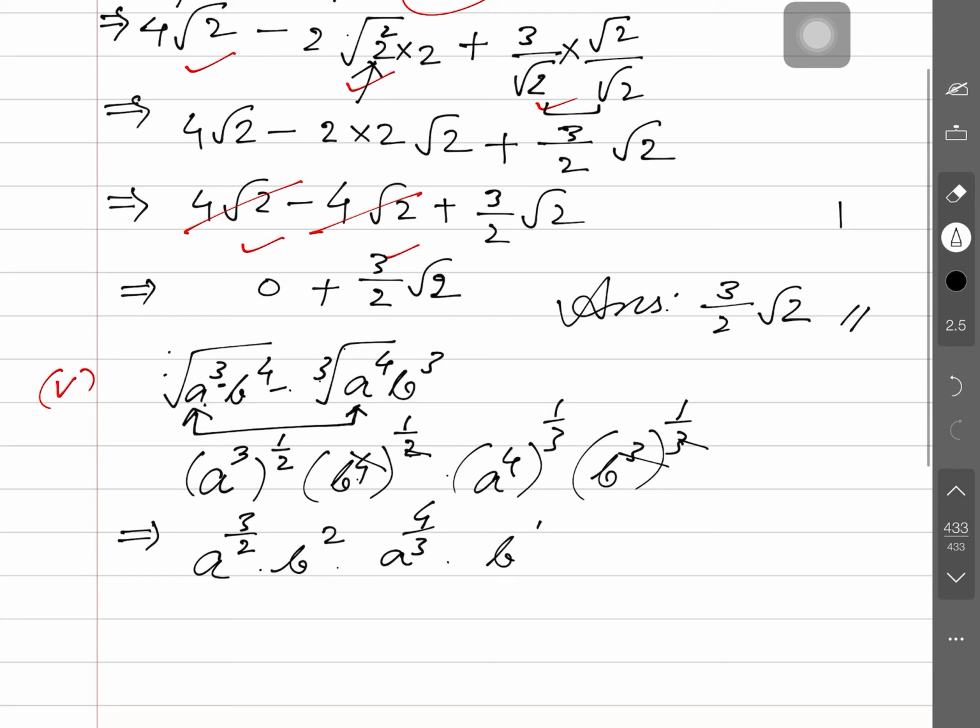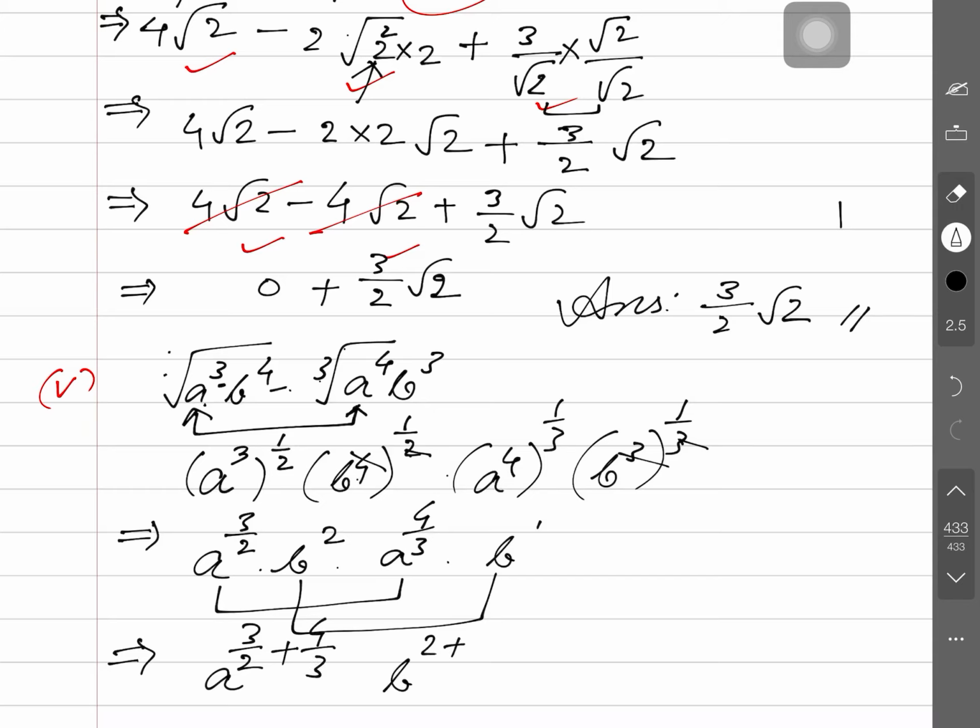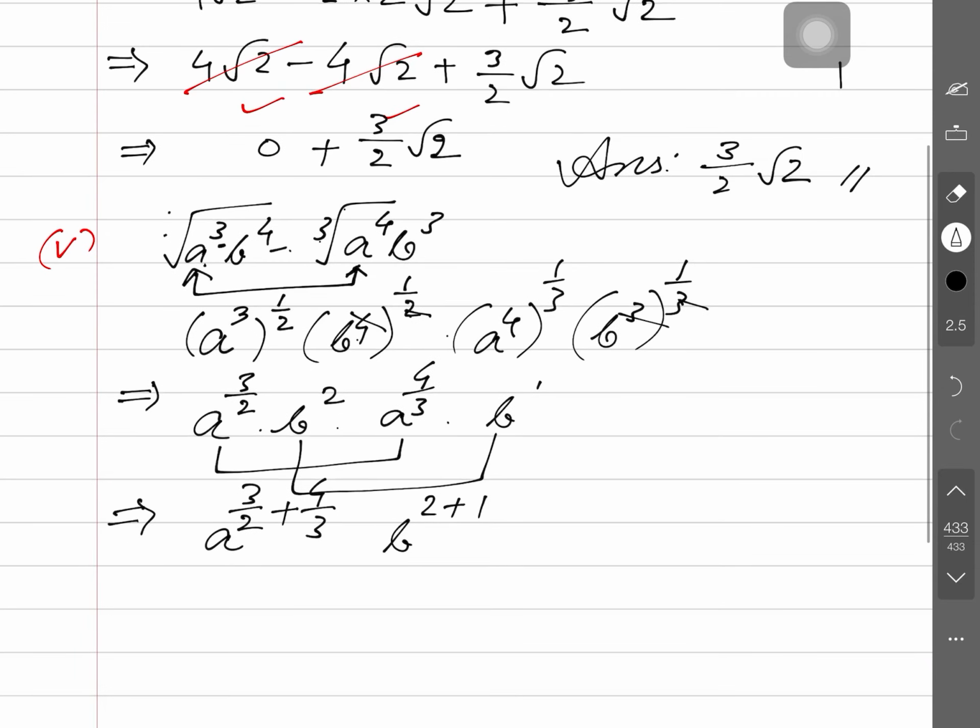Now the same bases will operate with each other. So what will come here, please tell me, A to the power 3 by 2 plus 4 by 3 and B to the power 2 plus 1. What will the next answer be? Exactly, A to the power, what is their LCM? 6. So 3 goes as 9. This is a basic operation that you would have done in the previous classes.